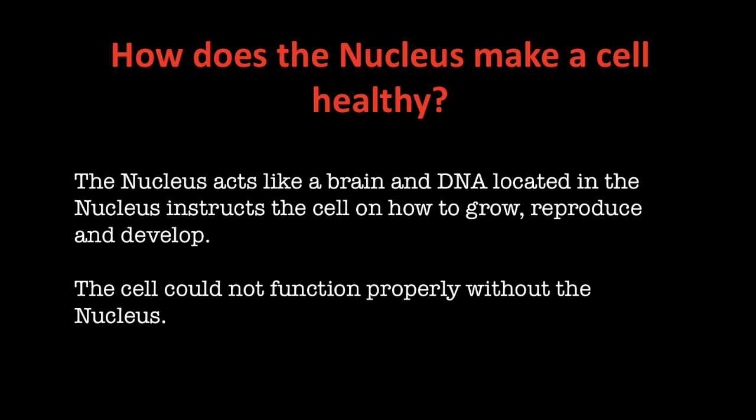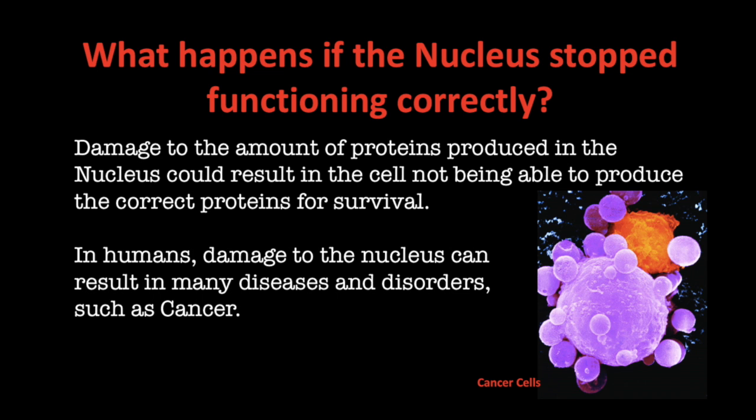Because DNA instructs the cell on how to grow, reproduce, and develop, damage to the DNA will result in the cell not functioning properly. Therefore, damage to the amount of protein production could result in the cell not being able to produce the correct proteins for survival. In humans, damage to the nucleus can result in many diseases and disorders.